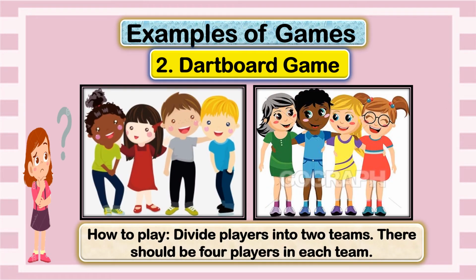Now, how to play the dartboard game? You need to divide the players into two teams. There should be 4 players in each team. For example, this is team number 1. There are 1, 2, 3, 4 players. And in team number 2, there are also 1, 2, 3, and 4 players. So you can see here 2 teams: team number 1 and team number 2.